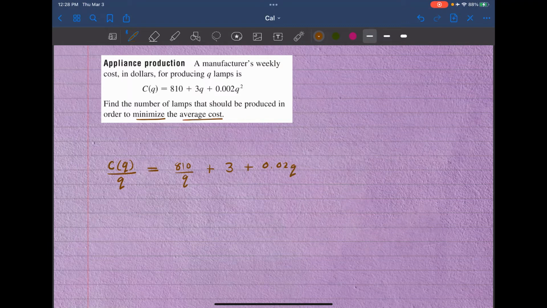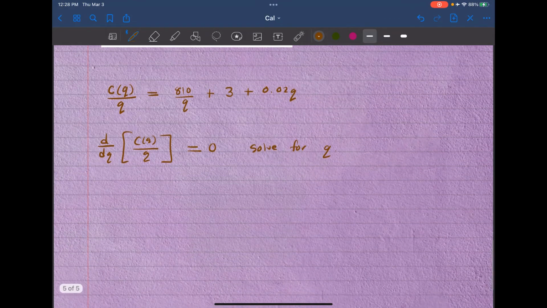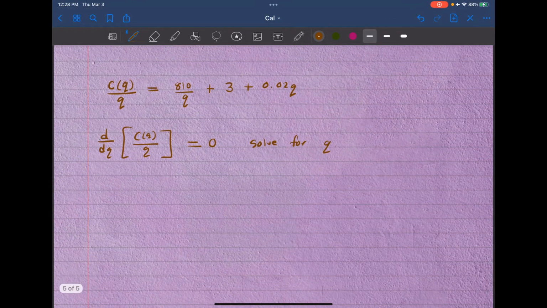That's the average cost. Now if I want to minimize the cost, I would have to take the derivative of the average cost function, which is C of Q over Q, and set it equal to 0. Then we solve for Q. Q is the number of units that need to be produced in order to minimize the average cost. Okay, so we know the average cost is this formula we just obtained. So we're taking the derivative of that.